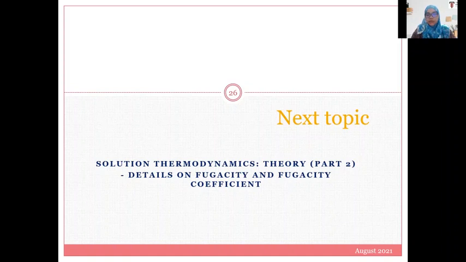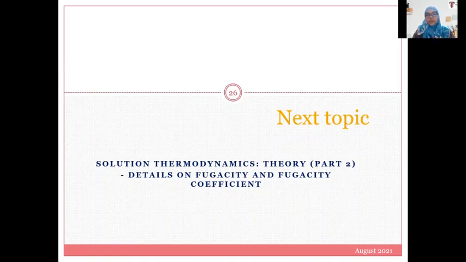Okay, let me summarize. First, we have learned about the chemical potential, what the definition of chemical potential is, which describes the energy transfer due to the change of mole composition at constant temperature, pressure, and the composition of other species. And also we covered the partial properties.